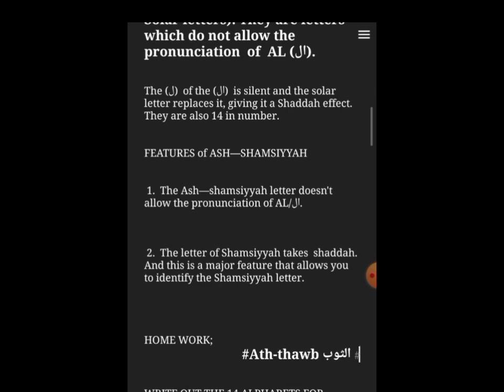Tha is one of the letters. Athawb. And of course, you'll find a shadda on this tha. You see, athawb. That's why in my transliteration, I wrote th twice. Athawb. It means there is some sort of absorption, and the lam becomes the same letter as the Shamsiya letter. So the lam has become apparently tha. It makes two tha together.